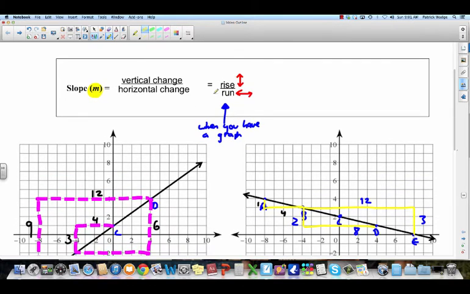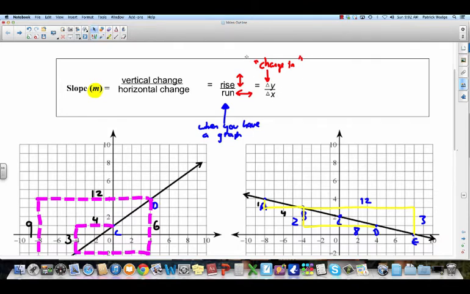What if you don't have the graph? Well, if you don't have the graph, if they just give you some points, what you use is change in y over change in x. Have you seen this triangle before? This triangle, you'll see it in physics a lot, I think. And this triangle right here means change in. So you're looking at the change in the y values compared to the change in the x values.